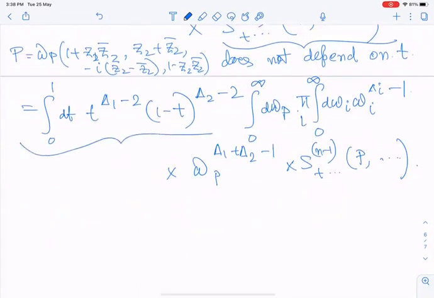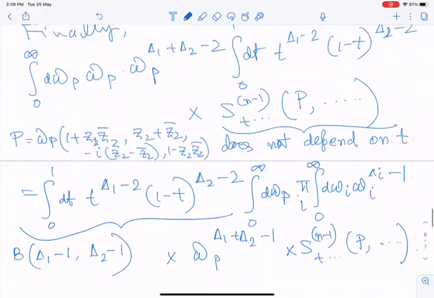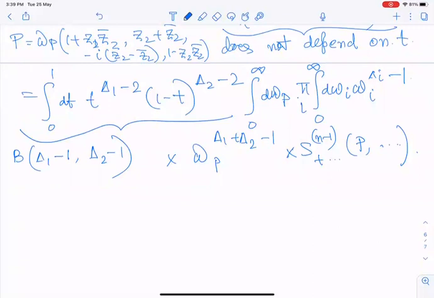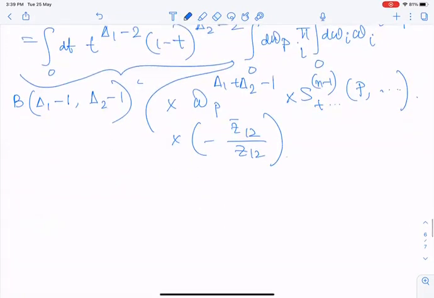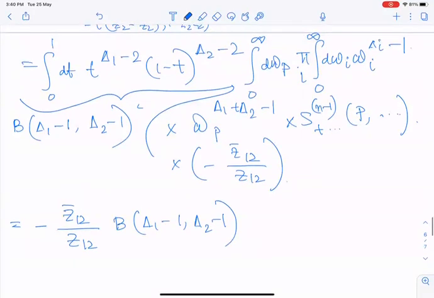So this integral is given by the Euler beta function. You can check, for example, Wikipedia; that is the easiest to find. So this is the beta function, and we have this factor too. So finally, with all this, we get minus z bar 1 2 by z 1 2 coming out, then the beta function, and then the Mellin transform of this integral.